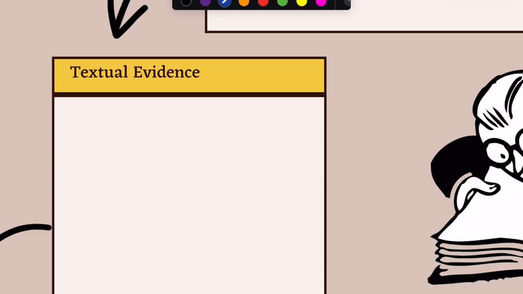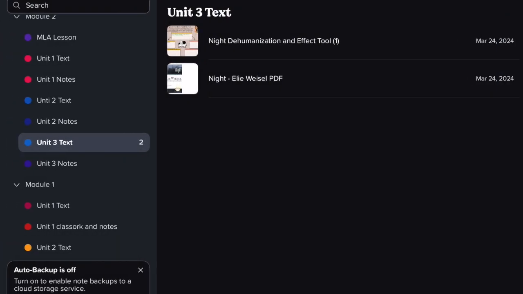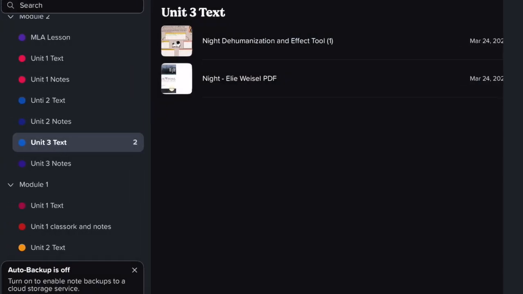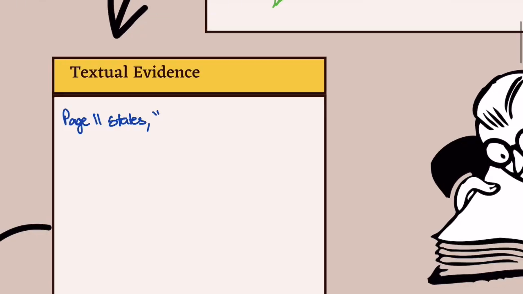So we have page 11 states. And then what does page 11 state again? Let's go ahead and go back to it. It says, 3 days later, a new decree. Every Jew had to wear the yellow star. Let's go ahead and get that into our tool.